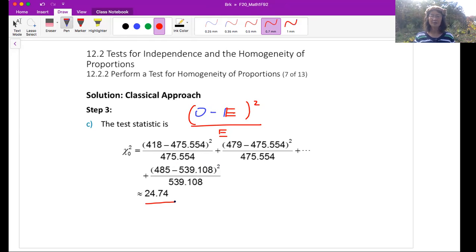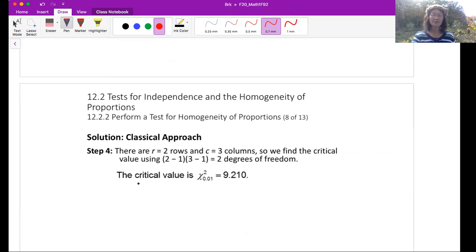So guess what we are going to do next? Critical value. So we are going to use the classical approach. We need to find the critical value. For the critical value, you need two items: one, degrees of freedom, two, alpha. The degrees of freedom is number of rows minus 1, times number of columns minus 1, which equals 2. And then locate alpha 0.01.